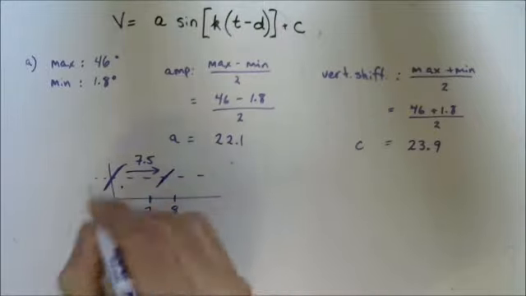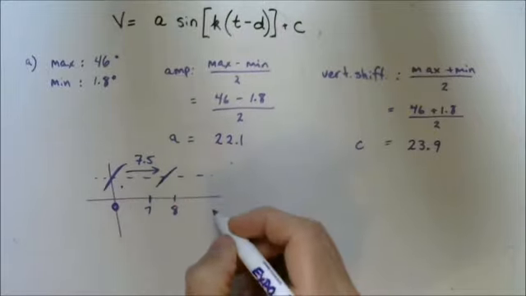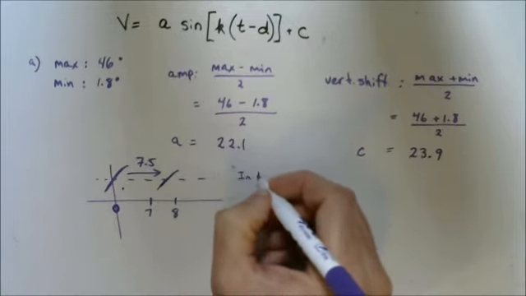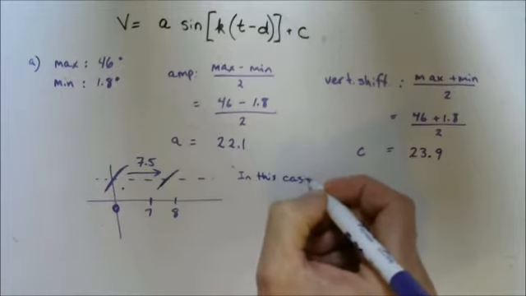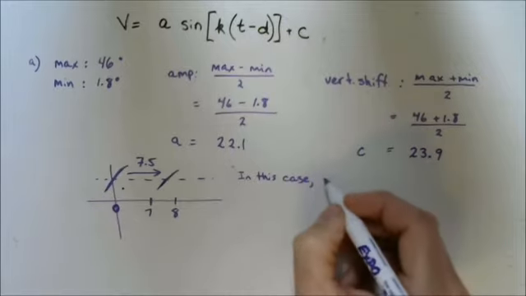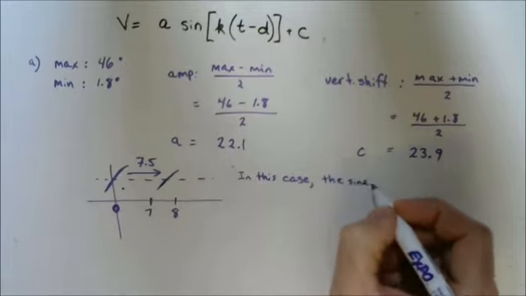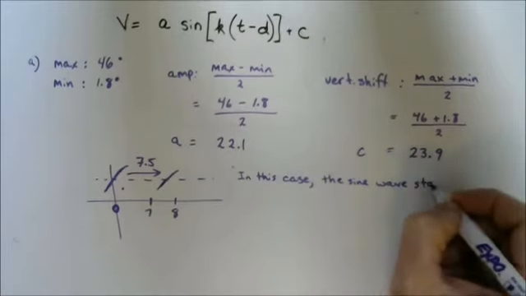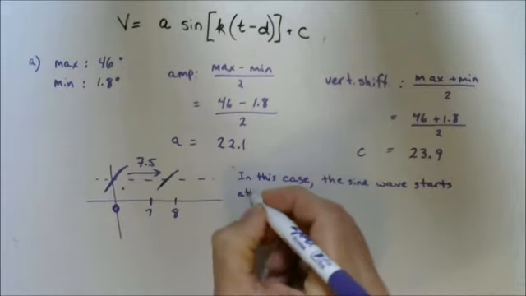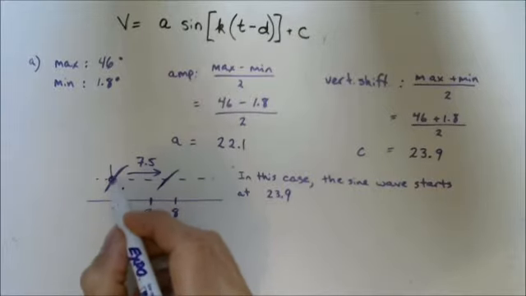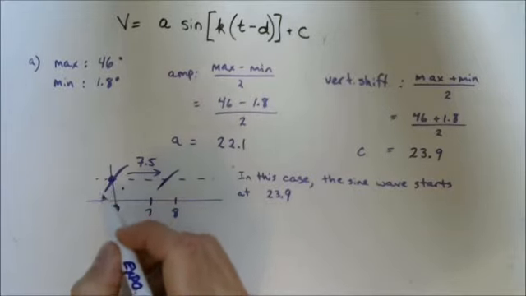And let's write a little note. If you want to draw this picture, you can, to explain it. And I'll just write a little note alongside it. In this case, that is after applying our vertical shift, okay? The sine wave starts at 23.9. That's what the sine wave does, right? It starts, it goes through 0, 0, which in this case is not 0, 0, it's 0, 23.9, but it goes through 0 and the rest.